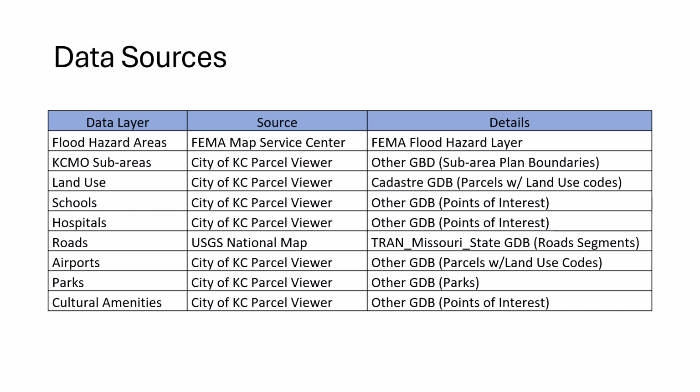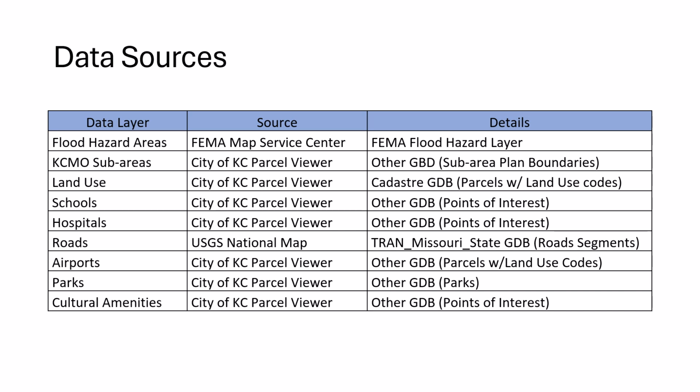Here's just a quick look at the data layers that I used and the sources from where I got them. For flood hazards, I was able to get some data from the FEMA website. And for roads, USGS actually has roads for each state, and so I downloaded their road network map. And then for all the other data, I was actually able to use the city of Kansas City's data itself.